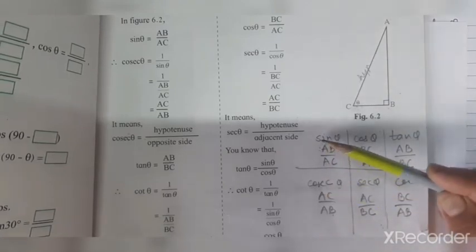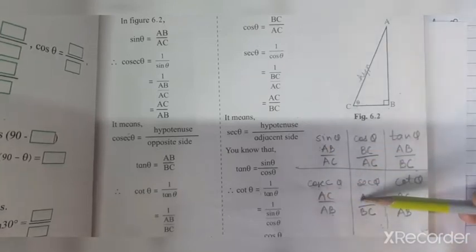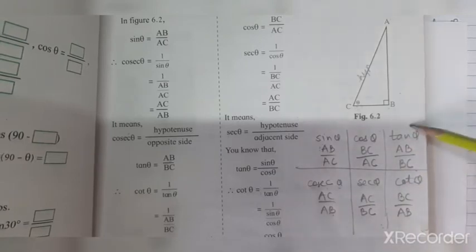You can see the opposite of S is C. So sine, cosec. Opposite of C is S, so cos and sec. And tan and cot. So you can remember in this way. Okay, so page number 125 is very important.